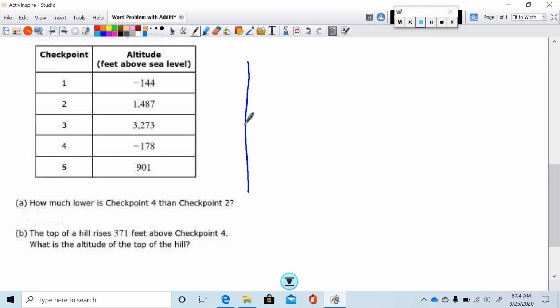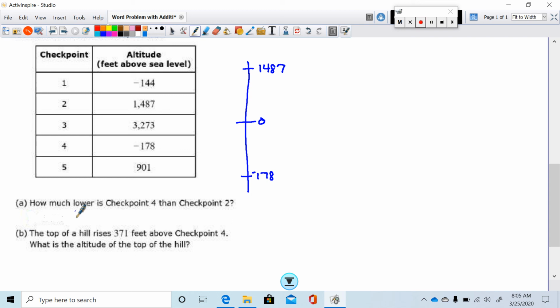Even though it's not a temperature problem, I'm going to make it look like one because it's easier for me to visualize that. Checkpoint 4 is negative 178. That's down here. Sorry, that's a negative. And checkpoint 2 is 1,487, and that's positive, so it's above 0.